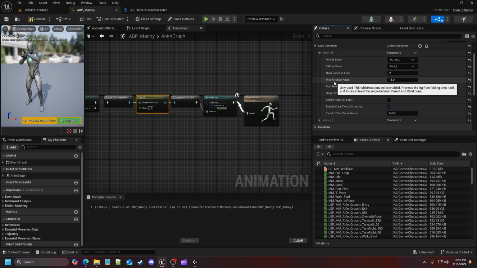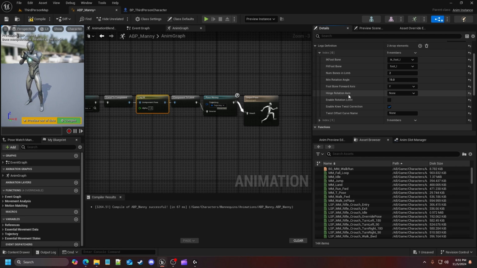Then we have the minimum rotation angle, and we're going to keep this at 15. What this does is it's the minimum allowed angle for bending the knee. Setting it to 15 degrees ensures the leg can't lock straight but maintains a slight bend. Then we have the foot bone forward axis, which is Y, and this defines the forward direction of the foot. So here the Y axis is treated as the forward direction for foot orientation.